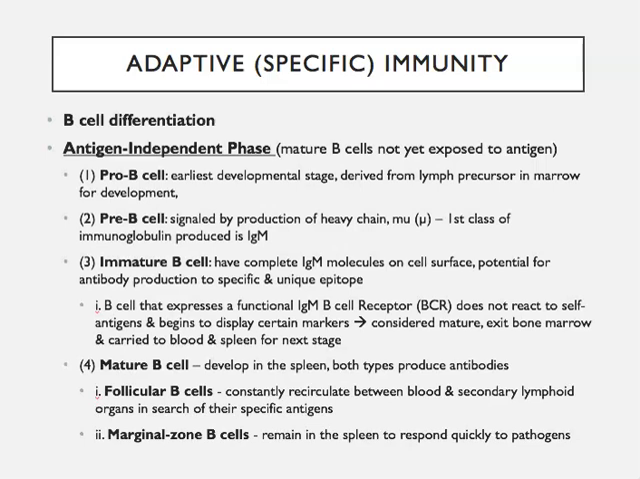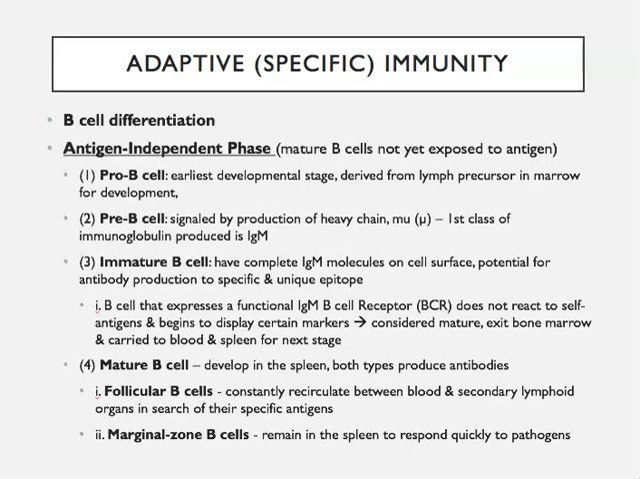The mature B cell develops in the spleen. Both types produce antibodies. So you've got follicular B cells, which are constantly recirculating between the blood and the secondary lymphoid organs. They're on the hunt. They're looking for their specific antigens. And then the marginal zone B cells are going to remain in the spleen to respond quickly to bloodborne pathogens.